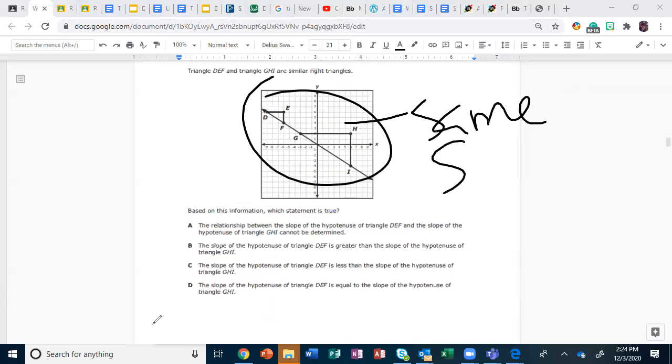A? Which one? Oh, D. It says equal. So D is the answer, not A, guys. No, he's talking about number 5. Oh.